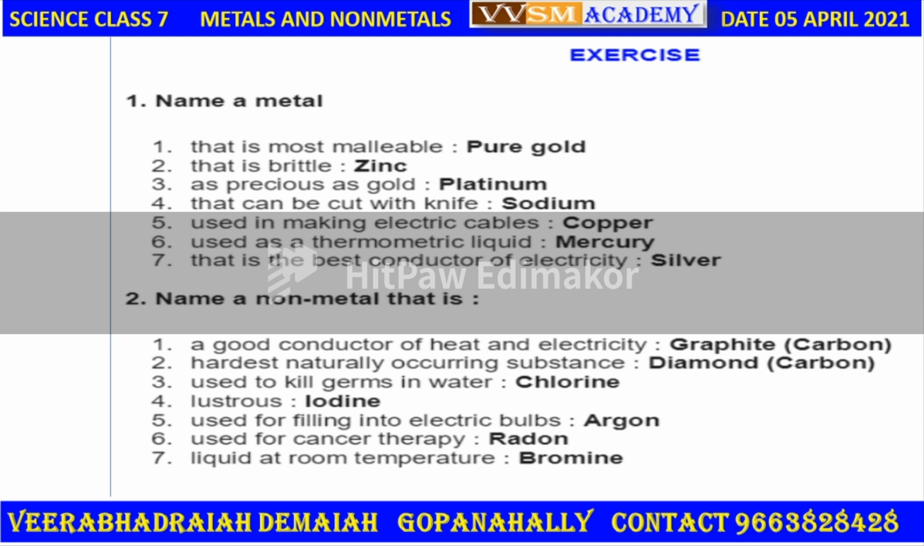Used to kill germs in water is chlorine. Chlorinated water. Chlorine kills the germs in the water. Lustrous non-metal, iodine. Iodine is really lustrous and highly shining. Argon, an inert gas, is used for filling electric bulbs. Used for cancer therapies, radon, radioactivity, that is called cancer treatment. Then liquid at room temperature is bromine. I told you, bromine is the liquid.